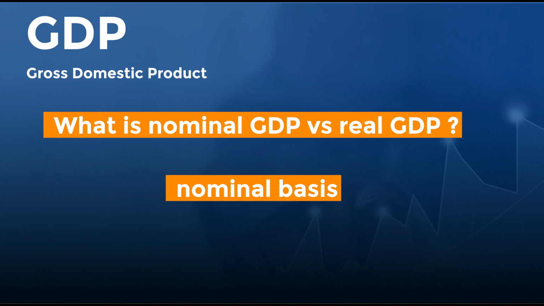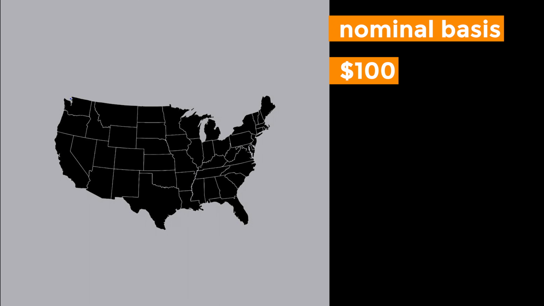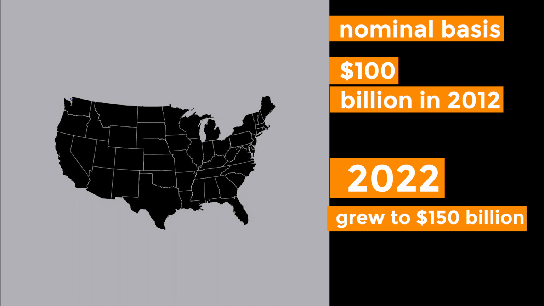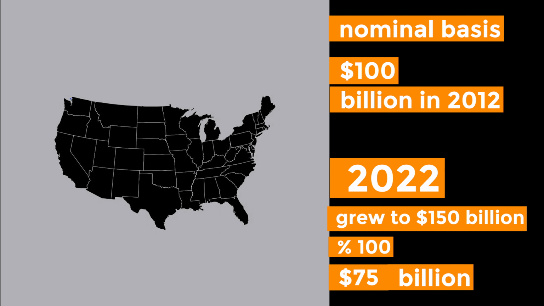GDP can be computed on a nominal basis or a real basis, the latter accounting for inflation. Overall, real GDP is a better method for expressing long-term national economic performance since it uses constant dollars. Let's say one country had a nominal GDP of 100 billion in 2012. By 2022, its nominal GDP grew to 150 billion. Prices also rose by 100% over the same period. If you look only at the nominal GDP, the country's economy appears to be performing well. However, the real GDP would only be 75 billion, revealing the overall decline in real economic performance actually occurring during this time.